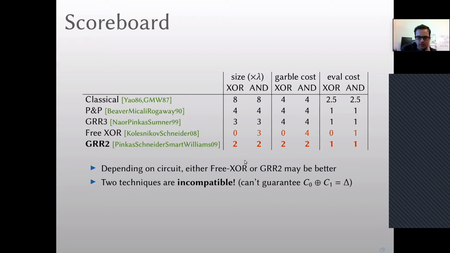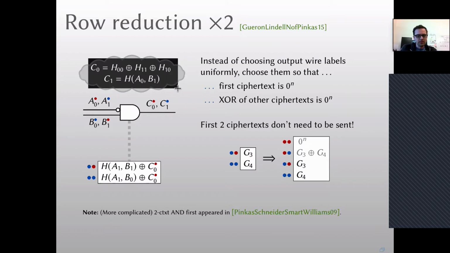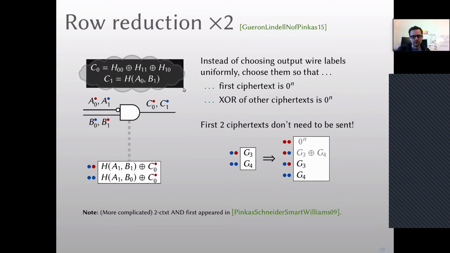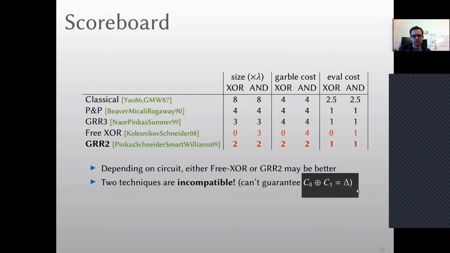Yeah, and the reason these techniques were incompatible is that if you want free XOR, then you need to make sure that these 2 output wire labels XOR to a fixed value delta. But if we go backwards, in this example, this is how I had to choose C0 and C1 as the result of some XOR of some hash outputs. There's no way I can guarantee that these 2 values XOR to this delta that I care about, right? And so if the output labels don't XOR to delta, then I can't do free XOR. So that was the main problem with these 2 techniques.